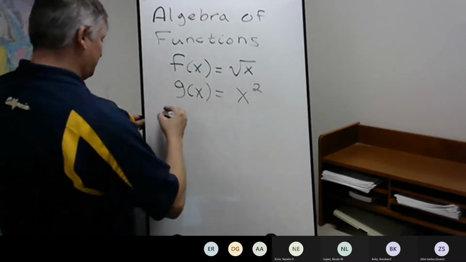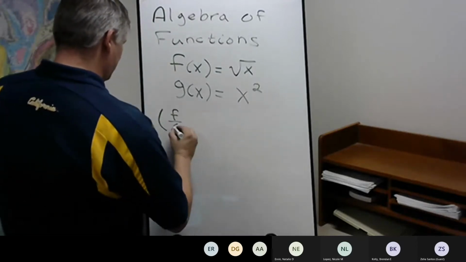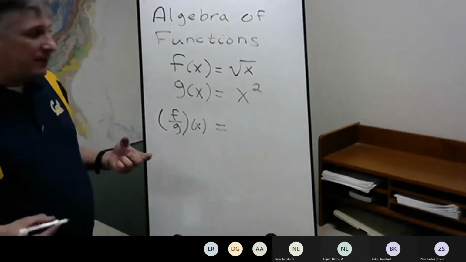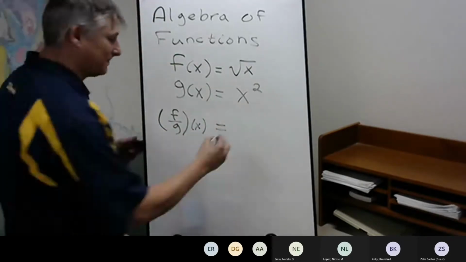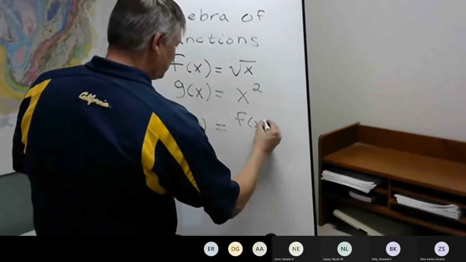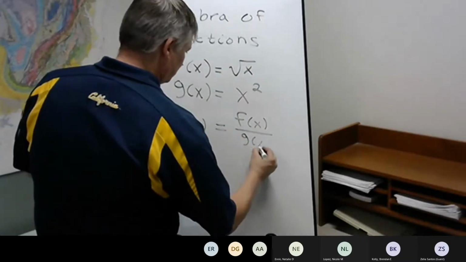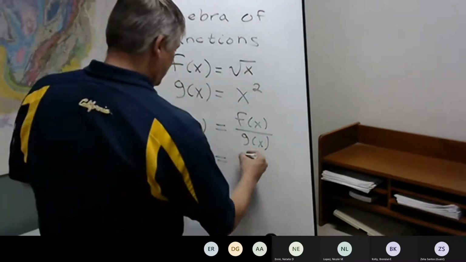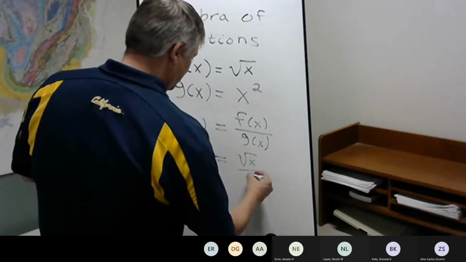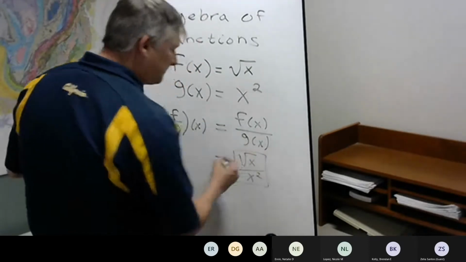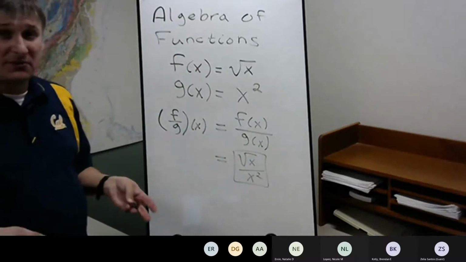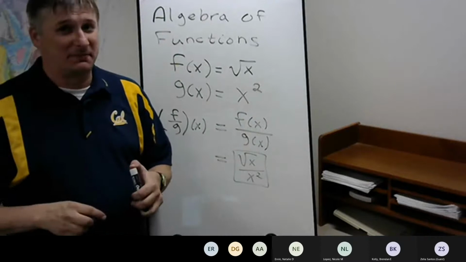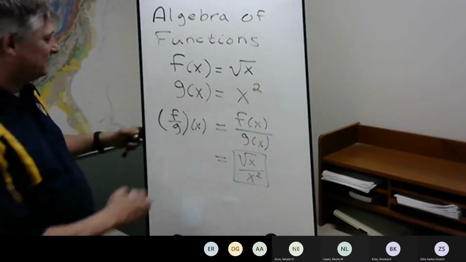Now, you might see something like this. So what this means is f divided by g. And when we have this, practically speaking, this is square root x over x squared. And again, you could simplify this if you want. I'm just going to leave it like this for now for the sake of time. So any questions about that? All right.